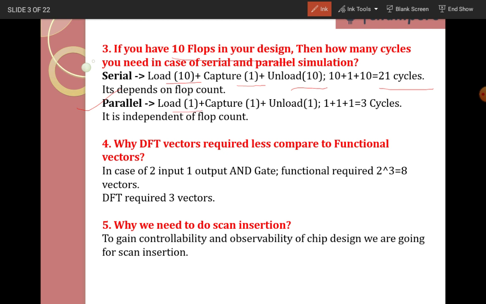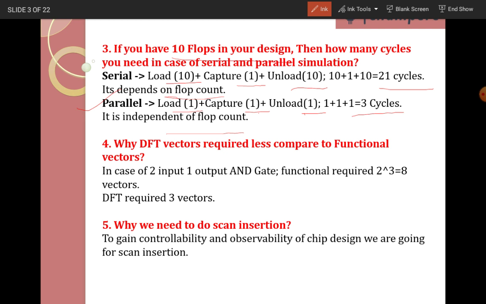Since all the flops operate at a time, loading takes 1 clock pulse, capturing data takes only 1 clock pulse, and unloading data takes 1 clock pulse. So a total of 3 clock pulses are required. Serial simulation depends upon the number of flop count, and parallel simulation is independent of flop count. Irrespective of the number of flops in our design, parallel requires only 3 cycles and serial depends upon the number of flops.